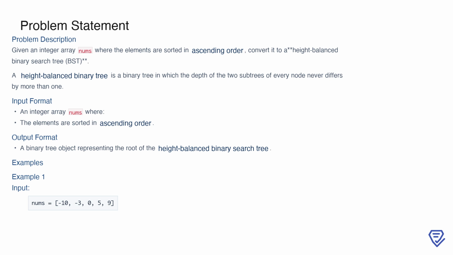This means that for every node, the depth, or height, of its left and right subtrees cannot differ by more than 1. The input to the problem is a single integer array, nums, where the elements are already sorted in ascending order. The output is the root of the height-balanced binary search tree that you construct. Let's start by looking at an example to better understand what the output should look like for a given input.